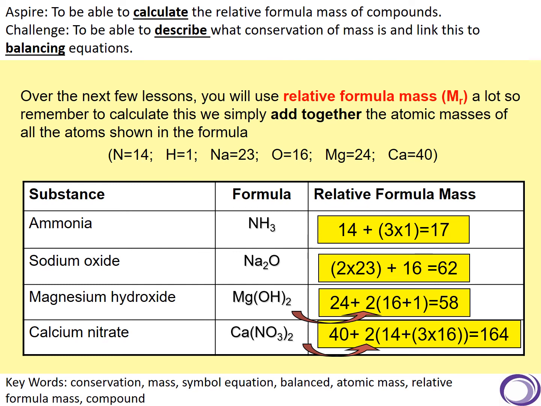Now you can write them out as separate atoms in order to do it. You don't have to use brackets if you don't feel comfortable doing that. You just write out all of the individual masses and add them together. Either way will get you marks on the exams, but please show your working out when you're asked to calculate the relative formula mass of a compound.